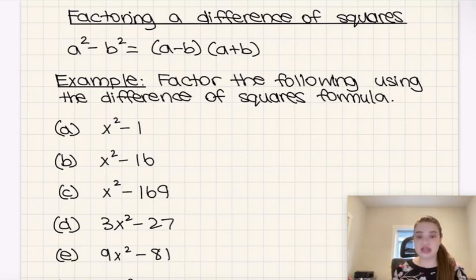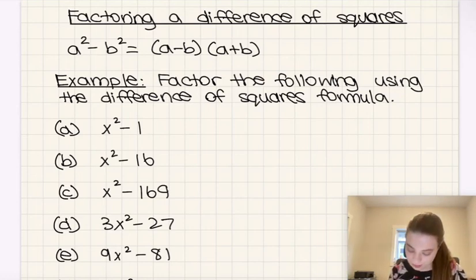Now, in order to understand how come this is true and how come we can draw this conclusion, what we can do is we can use the FOIL method on the right side, right? And basically expand the right side and simplify, and we will indeed get a squared minus b squared every time. This formula is also useful if we're ever asked to factor a difference of squares, right? We can always just use this formula in order to do it quickly.